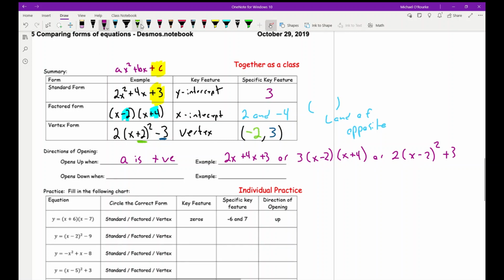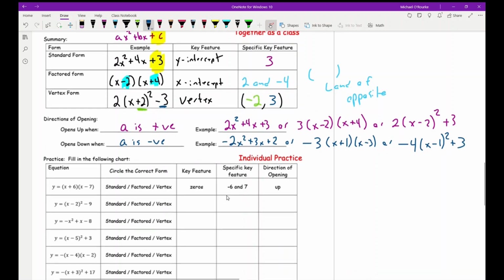positive. Now it may be negative, where a opens down when a is negative. So for example, that would be negative 2x squared, oops, I forgot the square up there, plus 3x minus 2. Let's go plus 2. Or negative 3 bracket x plus 1 bracket x minus 3. Or negative 4 outside of x minus 1 squared plus 3. So those are all there.